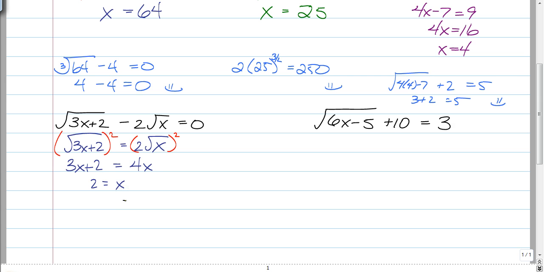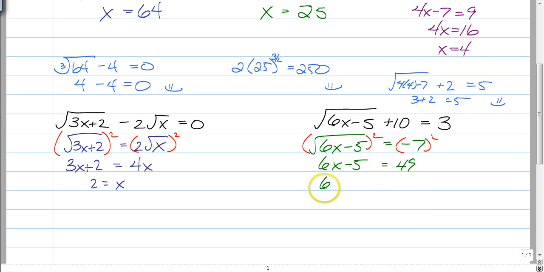And of course, make sure you plug it back in. You're going to get the square root of 8 minus the square root of 2 times root 2, which is 0. So it's going to work out, so you are good to go. Next example. This is when something fun is going to happen. You've got to subtract your 10 from both sides, and you're going to have the square root of 6x minus 5 is equal to a negative 7. So you're going to square both sides, and you're going to end up with 6x minus 5 is equal to 49.